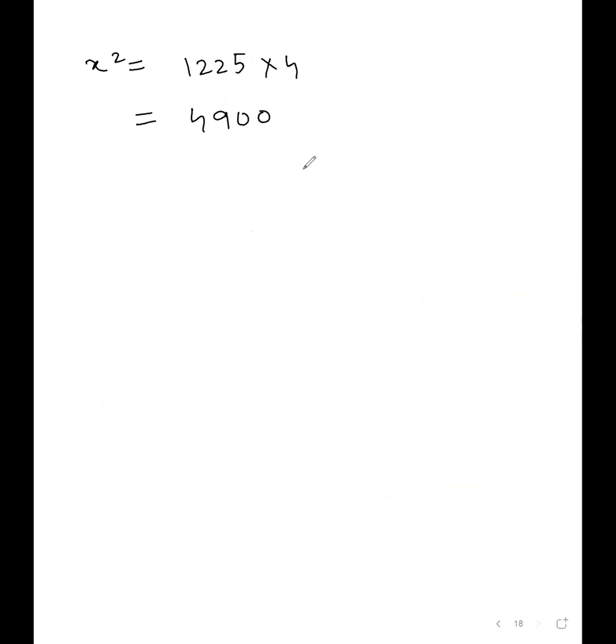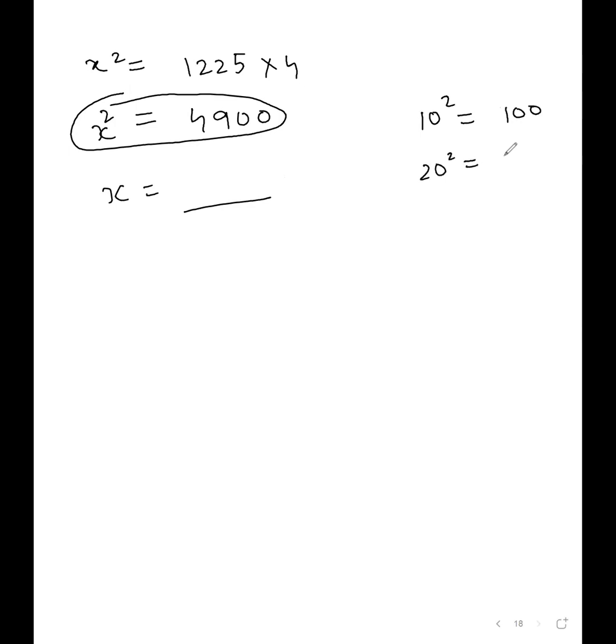Heba, now tell me one thing. Can you tell me, just from a look, what will x be? 3 something, starting from 3. अच्छा, when we find, if I tell you what 10 square is, कितना होता है? 100. 20 square? 400. 30 square? 900. 40 square? 1600. Very good. Do you notice one thing?